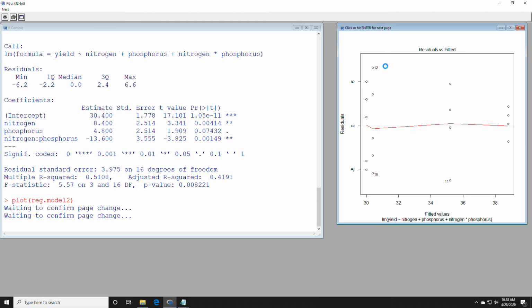Maybe you could consider a slight amount of non-constant error variance, because the spread here is roughly similar to the spread here, but the spread here is not as much. We would want these to be wider for the spread to be the same. So you might mention that there does appear to be some slight amount of non-constant error variance, but I would say that alone would not cause me to not use this model.